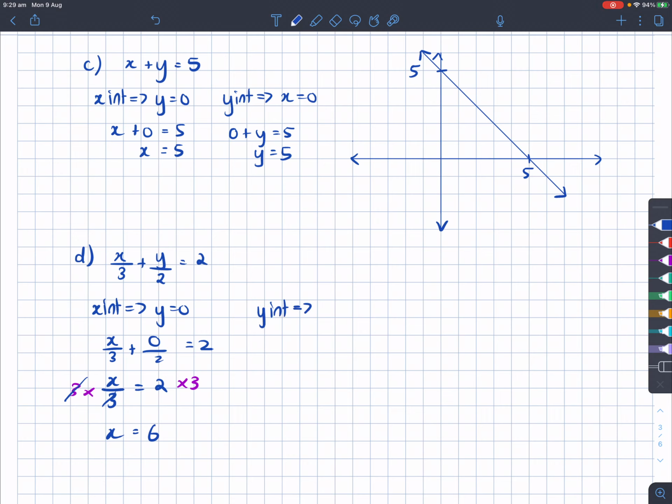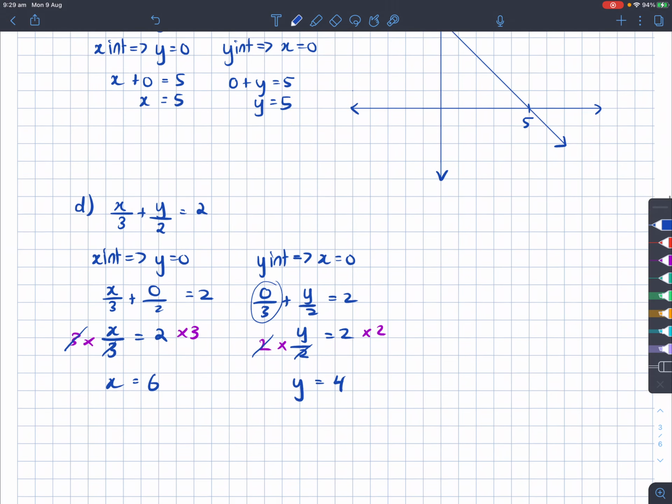For our y-intercept, if you make x equal to 0, 0 over 3 plus y over 2 would equal 2. So 0 over 3 disappears since it's just 0. So you get y over 2 equals 2. We can multiply both sides by that denominator of 2 to remove it. Then y equals 4.